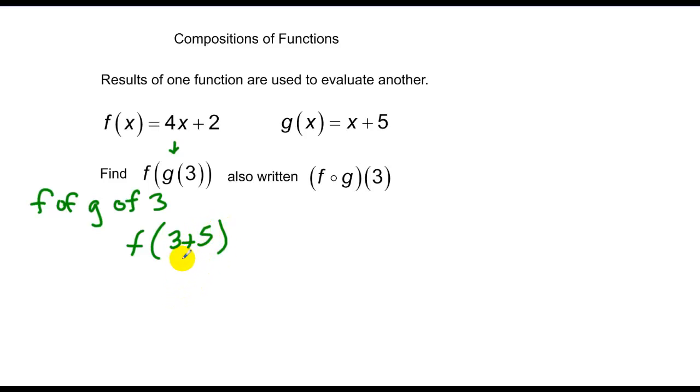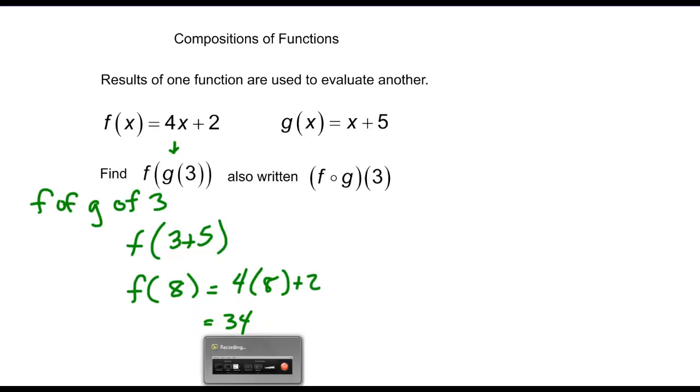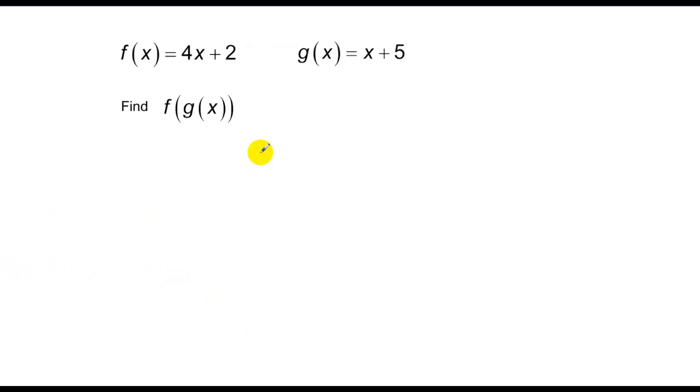We take that answer, which is 8, and now evaluate the f function at 8, which is basically 4 times 8 plus 2, or 34. And we can do that for any set of numbers, variables, what have you. Let's do it again, except in a more general case.